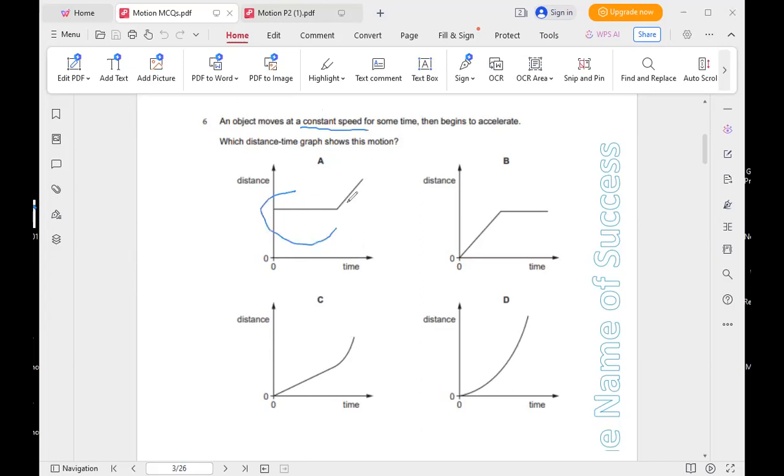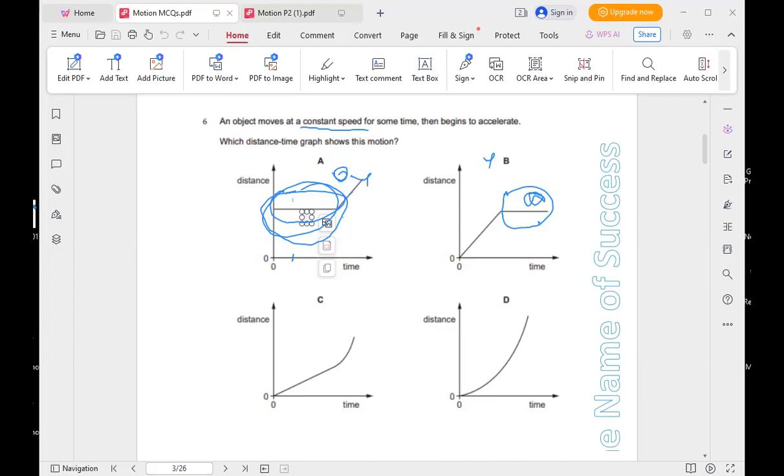In graph A, what about this? It is parallel to the x-axis. Gradient is speed. What is the value of the gradient in this graph at this point? Zero. At that point also zero. So A and B are cancelled out, because they want to know the acceleration.